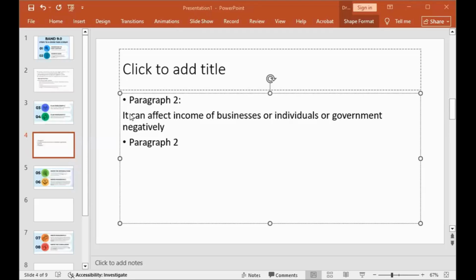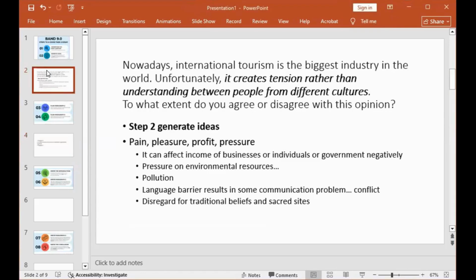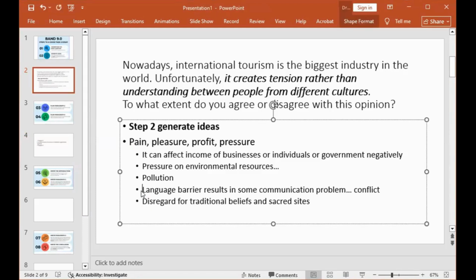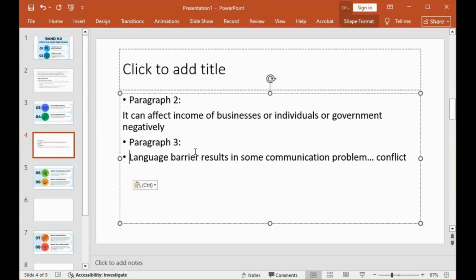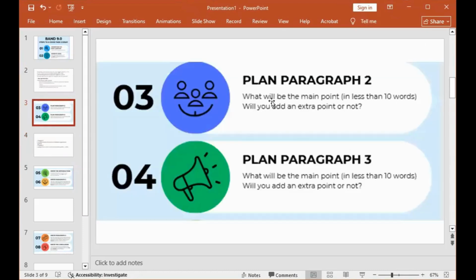All right, so paragraph 2, income. Then paragraph 3, we are picking, let me go back to that slide. Which one are we picking for paragraph 3? Language and what? You said language, right? Yes, sir. This language issue. Language barrier. So we use this as our number 3.